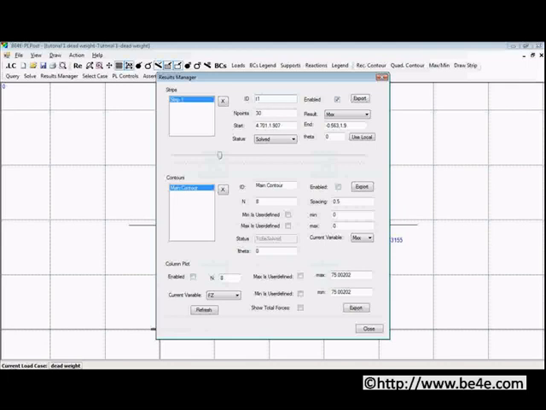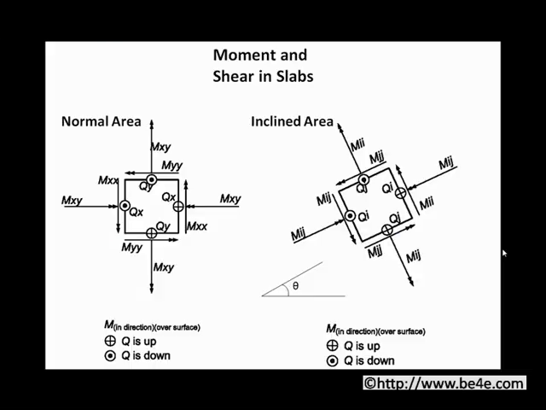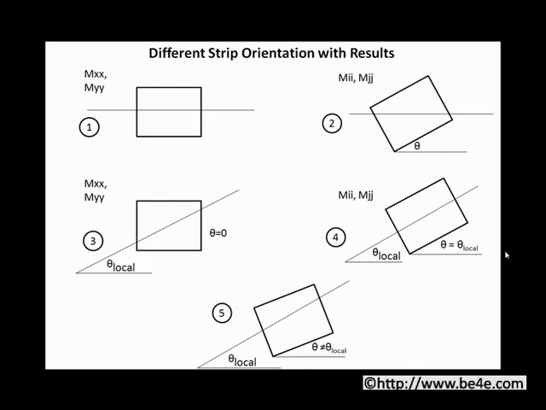You can also adjust the theta, meaning the angle at which the moments are calculated for the strip, or use the local theta of the strip. In this slide, the moment and the shear of the slab is explained in the diagrammatic view. The first is an infinitesimal area of the slab, and the second is an inclined infinitesimal area of the slab. In the next slide, I'll be showing you the different types of thetas that are identified based on the inclination of the area in the strip.